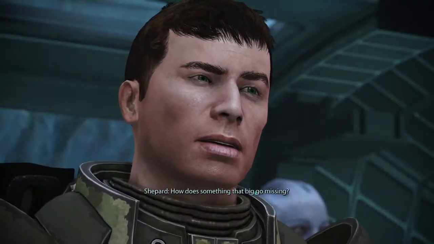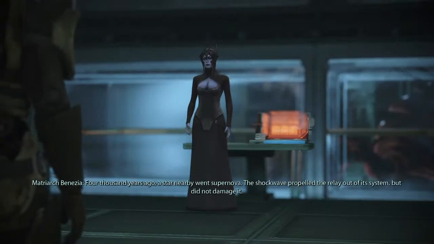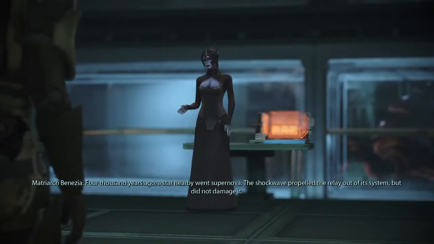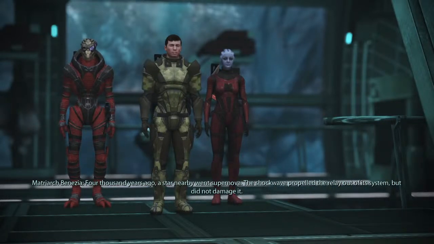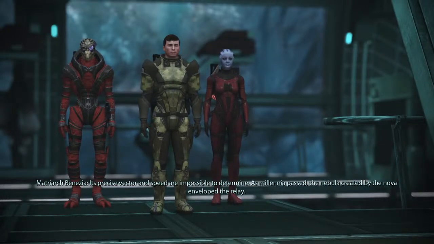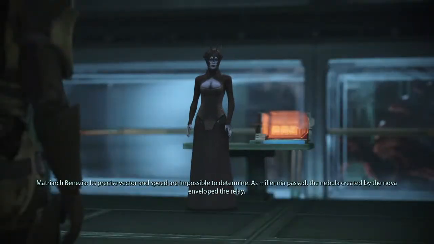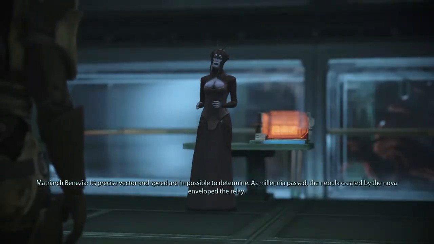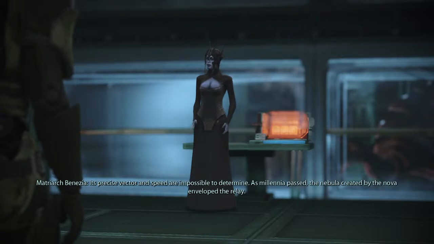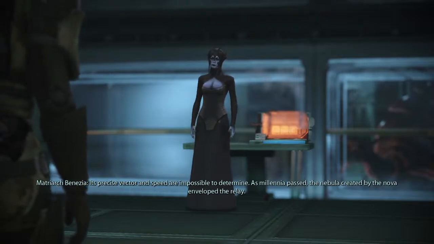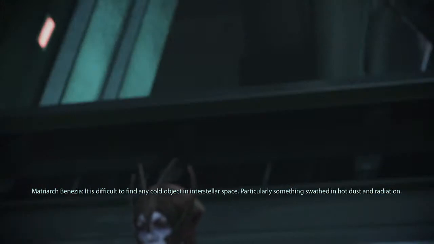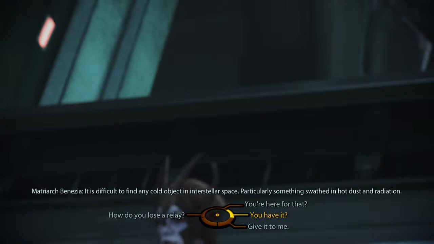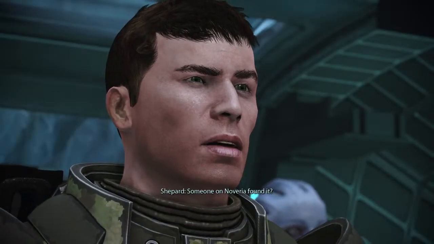How does something that big go missing? 4,000 years ago, a star nearby went supernova. The shockwave propelled the relay out of its system, but did not damage it. Its precise vector and speed are impossible to determine. As millennia passed, the nebula created by the nova enveloped the relay. It is difficult to find any cold object in interstellar space, particularly something swathed in hot dust and radiation. Someone on Noveria found it?